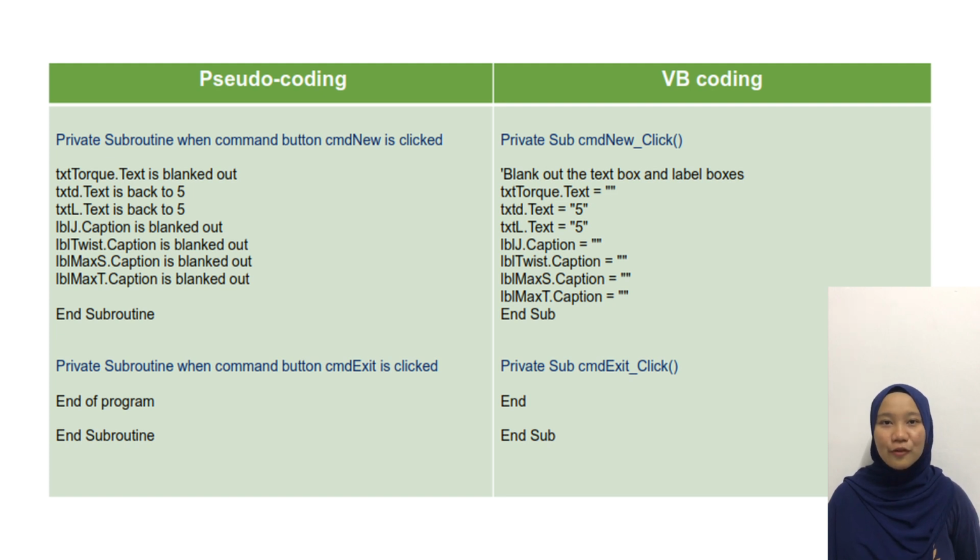And the last one, for the command button exit, for the pseudocoding, private subroutine, when command button cmd exit is clicked, end program, and end subroutine. And for the VB coding, private sub cmd exit underscore click open bracket close bracket and end sub.